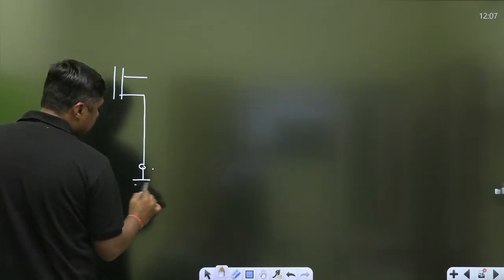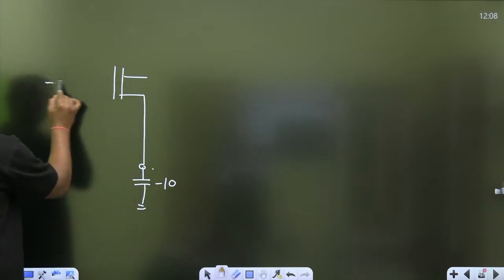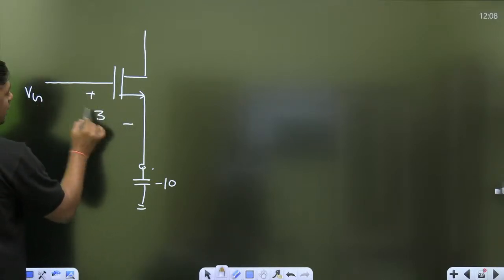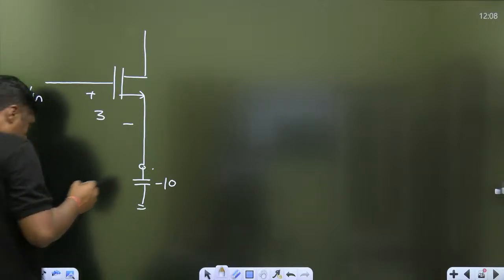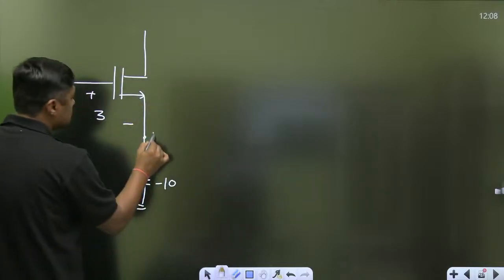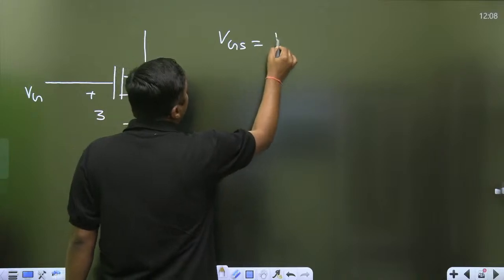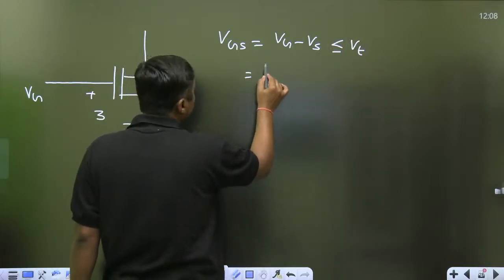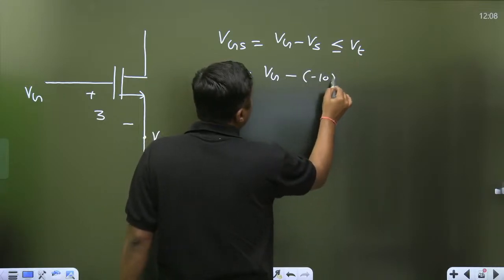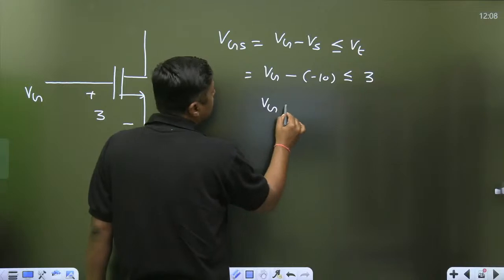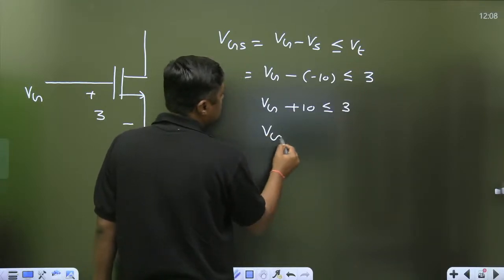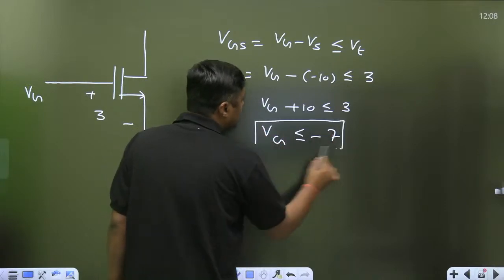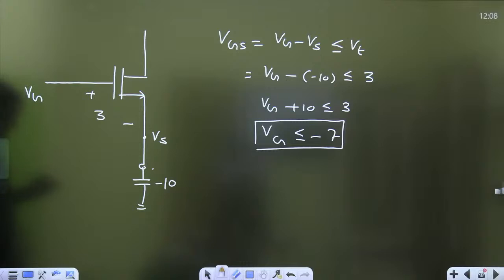This is the capacitor. It is charged up to -10 volt. Now I want to make this switch off. Let this be the VG. Here minimum 3 volt is required. What should be the voltage at this point so that this is the VG, this is the VS? So what is the VGS? VG minus VS. That should be less than or equal to VT, so that the transistor will be off. VS is minus 10, so VG plus 10 should be less than or equal to VT, 3 volt. So VG should be less than or equal to minus 7 volt. Then the switch will be off. Less than minus 7 volt.